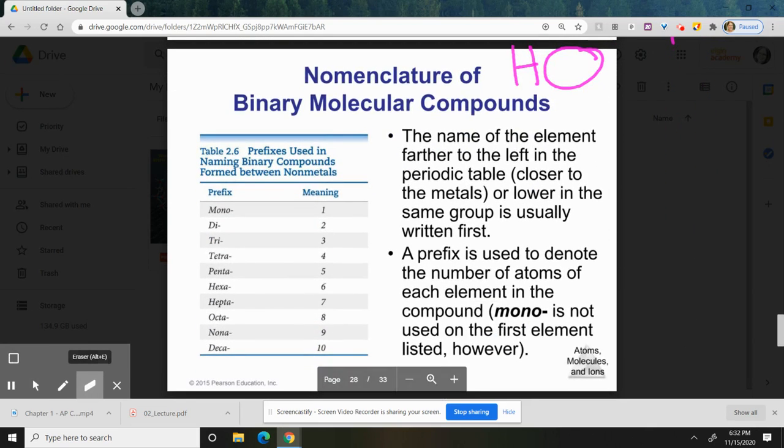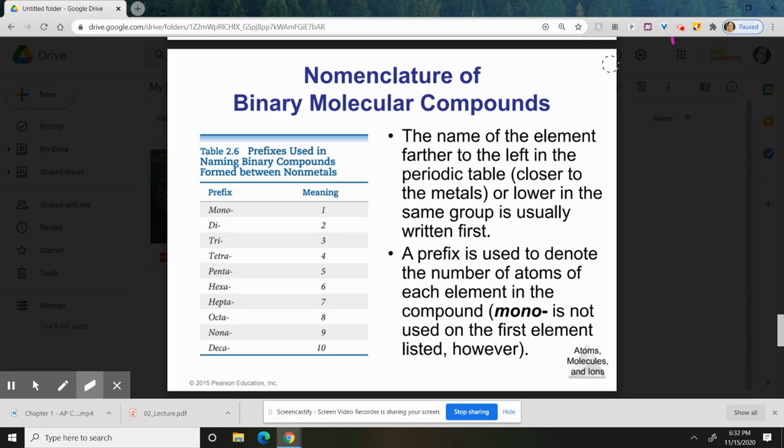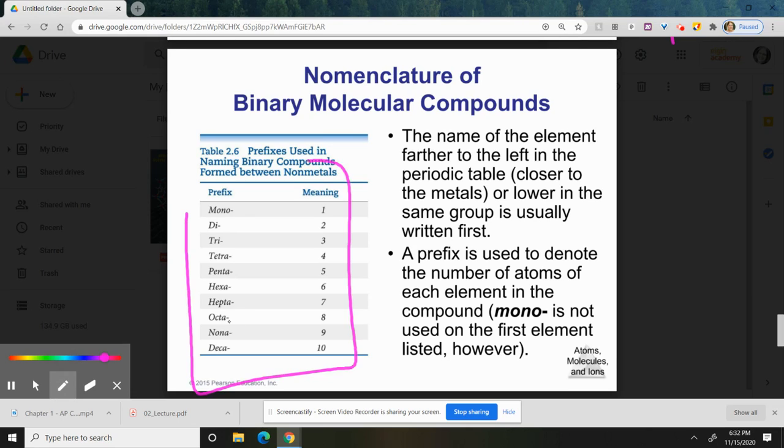Binary nomenclature, right? This is where we all get to take a little bit of a deep breath, because this is just figuring out how many of each element there are for the molecular compounds. So reviewing your prefixes here: mono, di, tri, tetra, penta, hexa, hepta, octa, nona, even occasionally deca. You do not use mono on the first one.